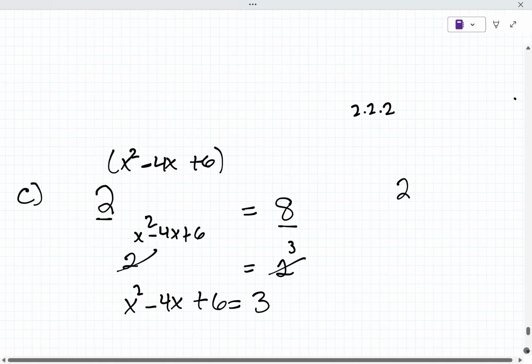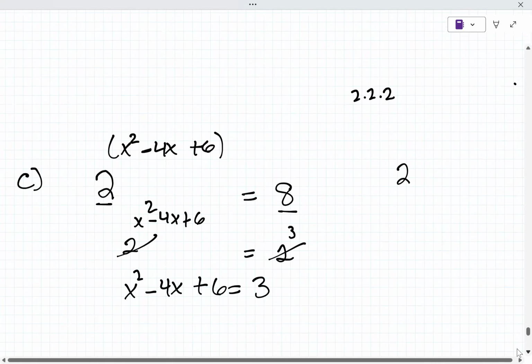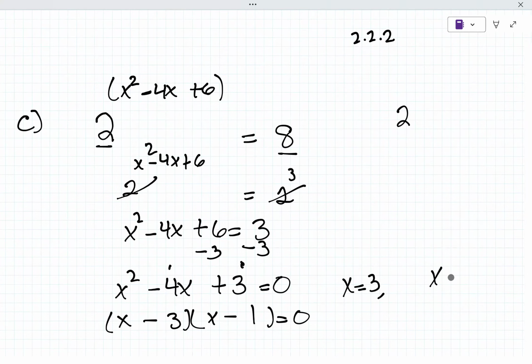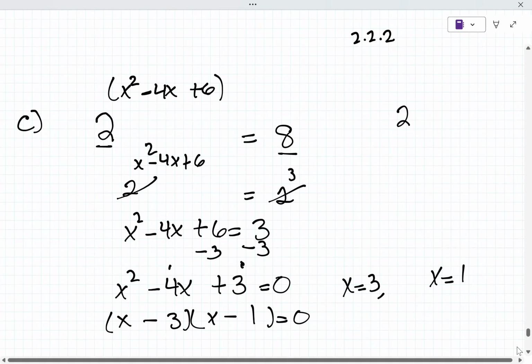This time, I do have to get one side to 0, so I'm going to subtract 3. So you get x squared minus 4x, and then 6 minus 3 is 3. And then factor this out. You get x, x, and what multiplies to 3 and adds to give you -4? Definitely -3 and -1. We did simple factoring, not bottoms up, so when you solve for it, you get 3 and positive 1. Okay.